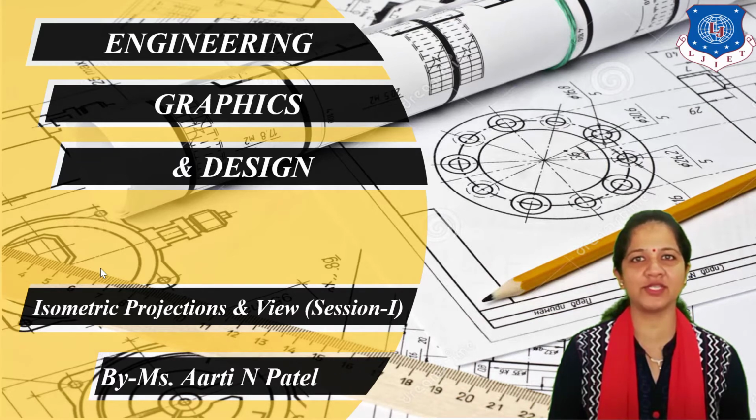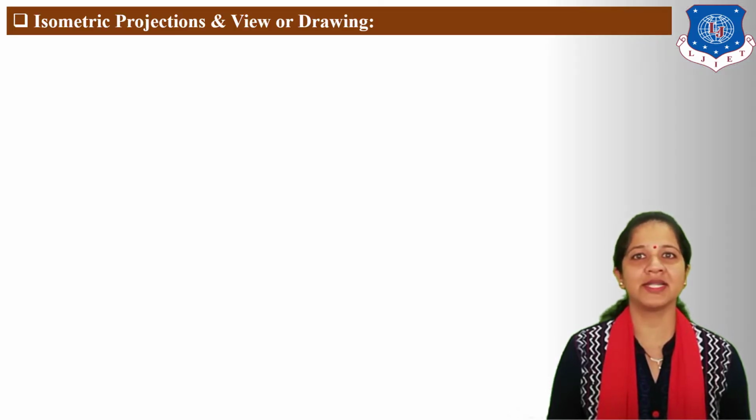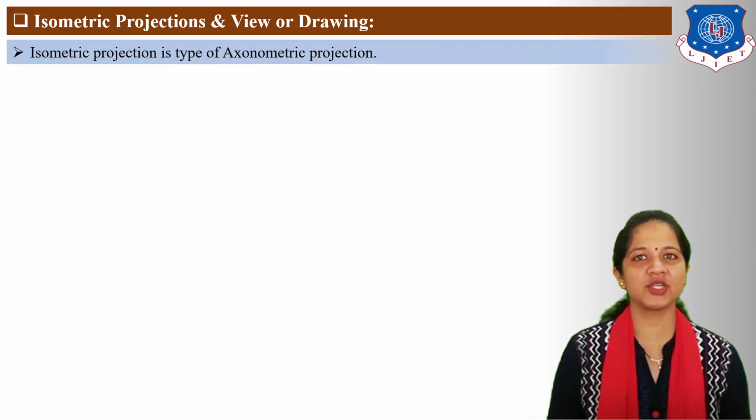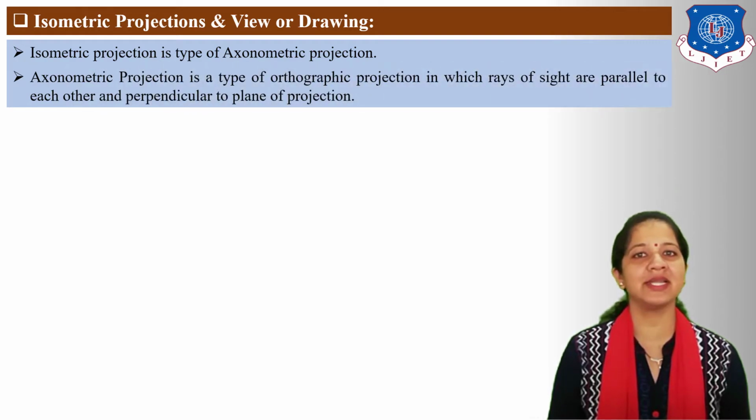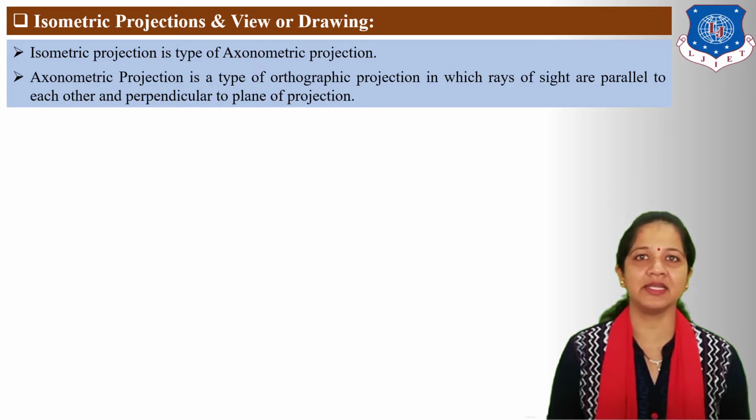In this session, we are going to start the new chapter which is Isometric Projection and View. So first, let us understand what is Isometric Projection and View. Isometric projection is a type of axonometric projection. Axonometric projection is a type of orthographic projection in which rays of sight are parallel to each other and perpendicular to the plane of projection. The detailed classification of projection we have already studied in the Projection of Point and Line chapter.